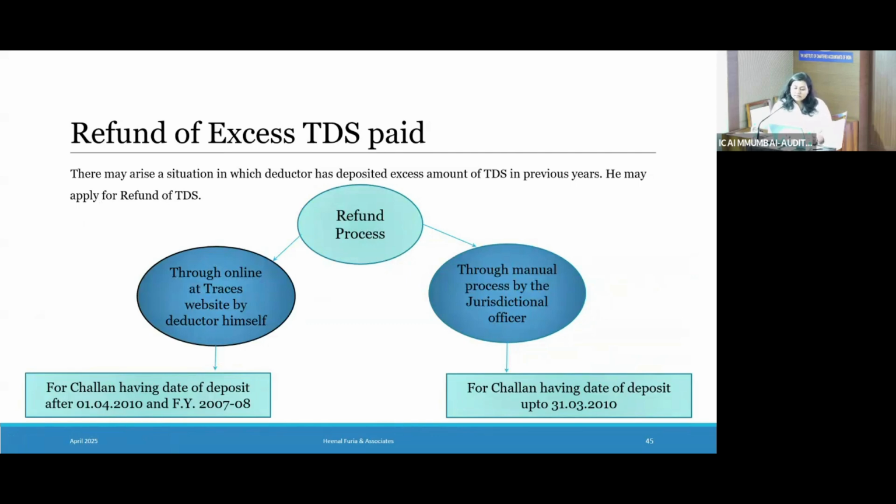Now, if the challan pertains to a period after 1st April 2010 up till financial year 2007-8, then you can do it online through the Traces website. But if the challan has a date of deposit up till 31st March 2010, then it has to be done manually with the AO, whatever refund you want.